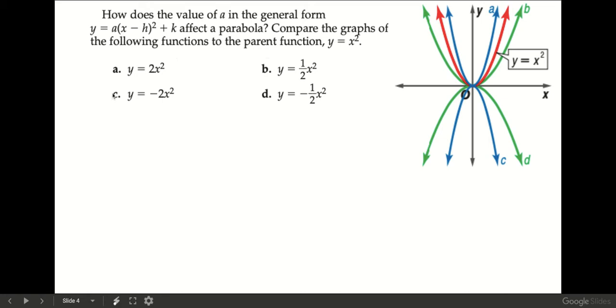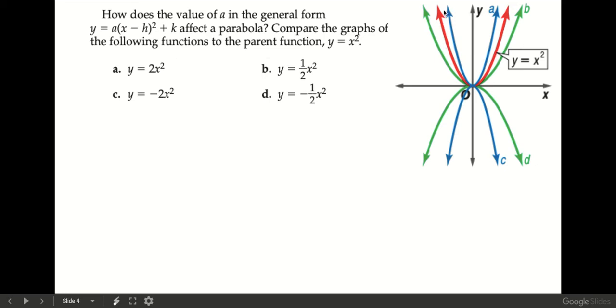Compare the graphs of the following functions. So this first function is y equals 2x squared. B is y equals 1/2 x squared. C is y equals -2x squared. And D is y equals -1/2 x squared. So this red one is our parent function. It's just the normal y equals x squared function, right?